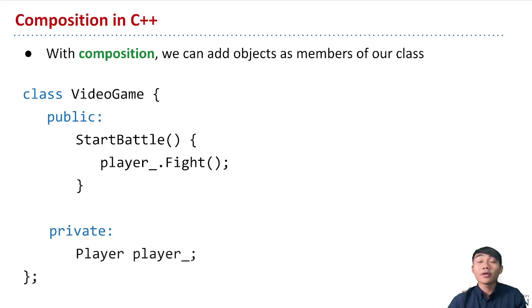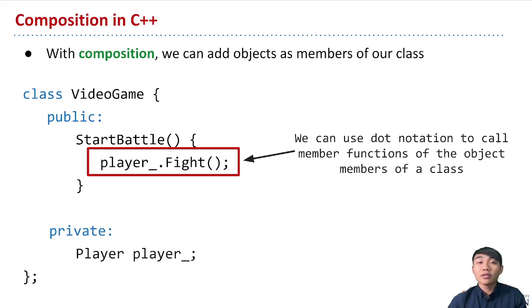So as you already know, we can access the member variables of a class within that class's member functions. So that means that within the start battle function, I have access to the player member variable since we're working within the video game class. And since the player is an object, we can also call its member functions. So we can make those calls using dot notation. So assuming that the player class has a function called fight defined in it, we can apply dot notation on our player member variable to invoke it within the video game class.